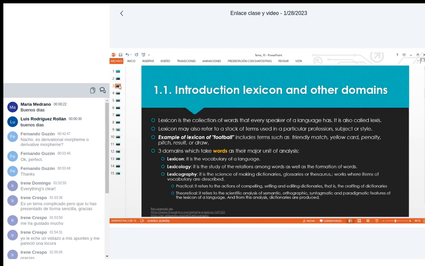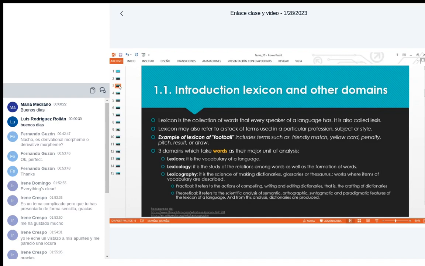And finally, lexicography, which is the science of making dictionaries, glossaries, or, for example, the thesaurus. The thesaurus is just a dictionary where we look up words that have similar meanings.